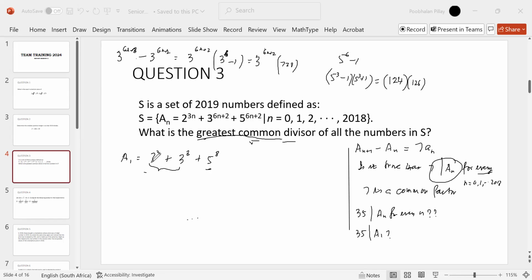Okay, so 2 cubed is 8. And for 3 to the 8, you can work out 3 squared and just work out the last digit. You'll see the last digit of 3 to the 8 is 1. So the last digit of this is 9, and this ends in 5. So A1 ends in 4. So if it ends in 4, 35 cannot be a factor of A1. Therefore, the highest common factor is 7.